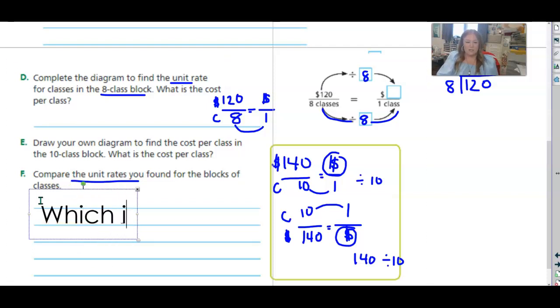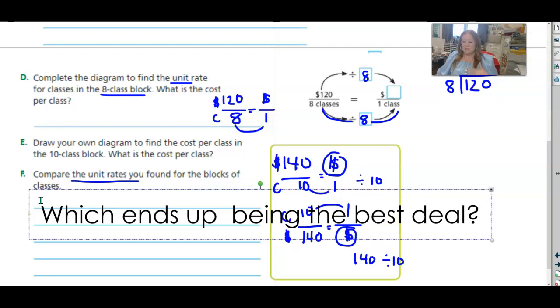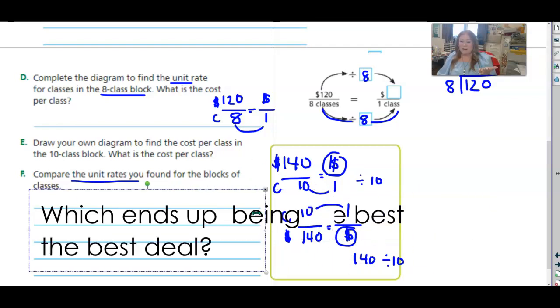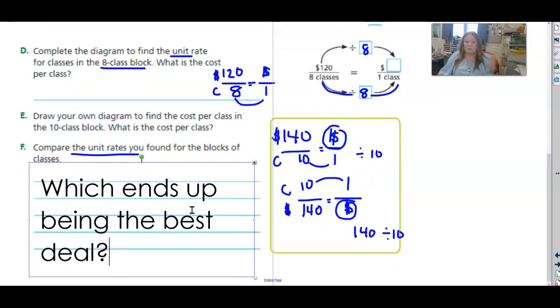Which one ends up being the best deal? So, right, you have to pay the money up front. So either way, I have to pay this money, I have to pay this money. But if you break it down, which one is the best deal for one class each time?